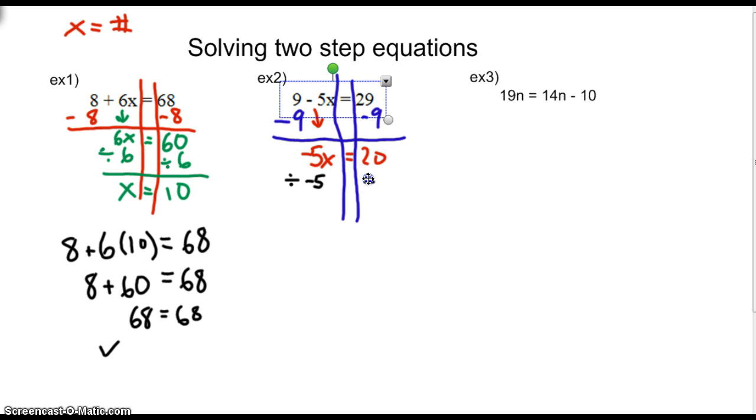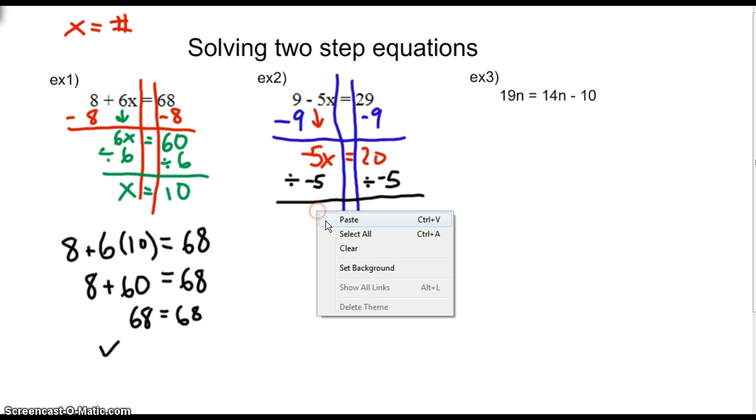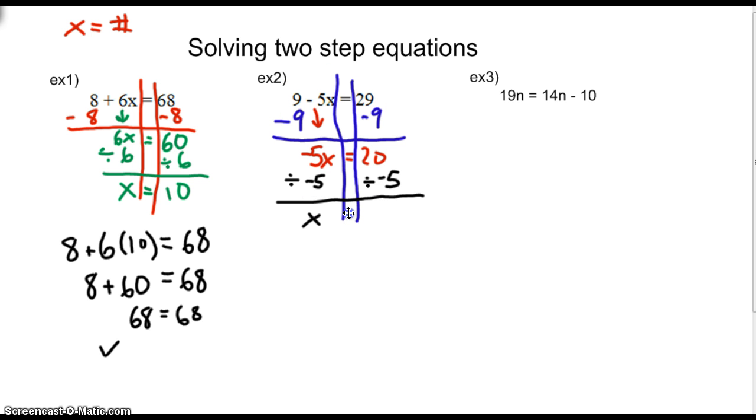So it is negative 5x. We need the positive x by itself. So then x equals negative 4. So you can check that if you want. If you don't believe me, that's fine. I'm trying to make the video short as possible.